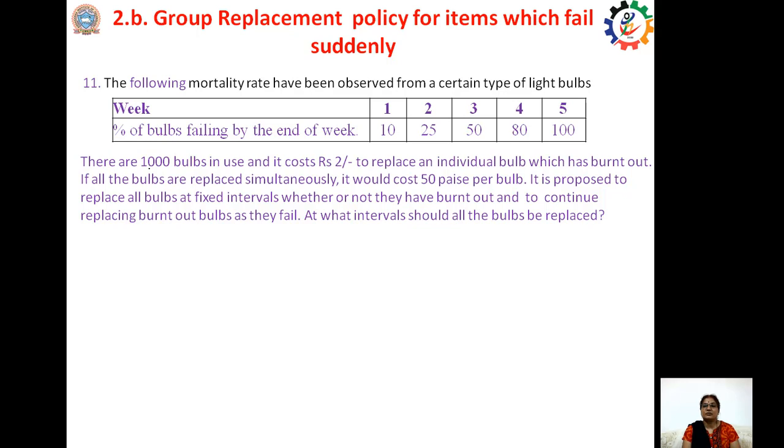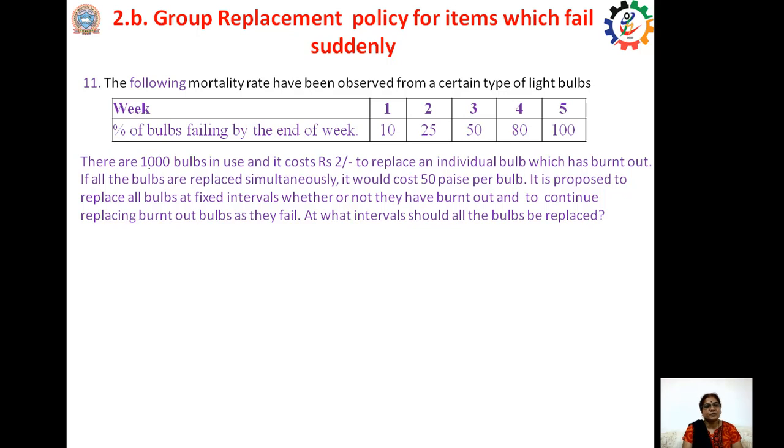The greater one will be the retail price, that is CI, and the smaller one will be the wholesale price CG. Just see the difference, how much it is. It is proposed to replace all bulbs at fixed intervals whether or not they have burnt out, and to continue replacing burnt out bulbs as they fail. At what intervals should all the bulbs be replaced?